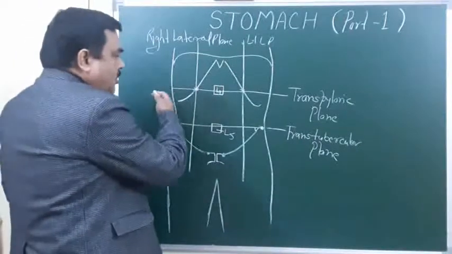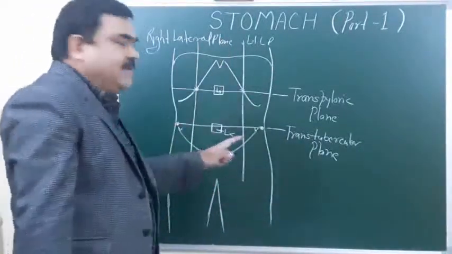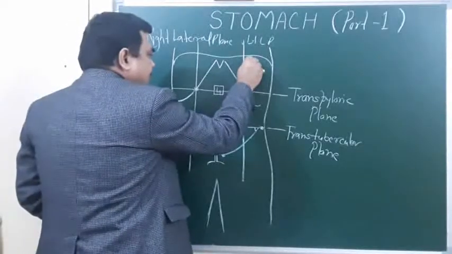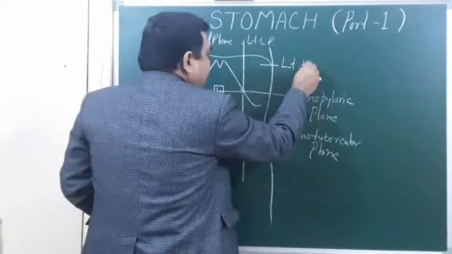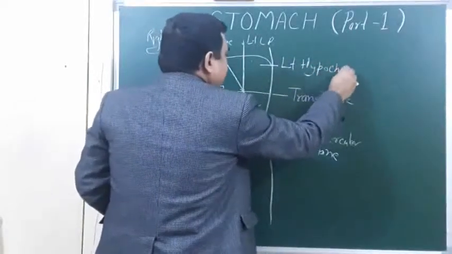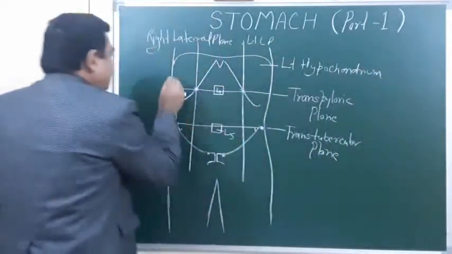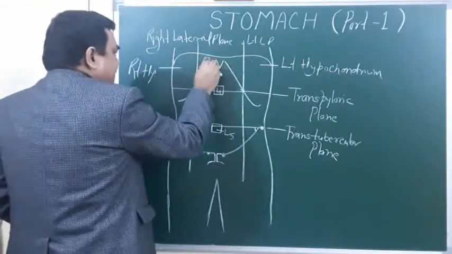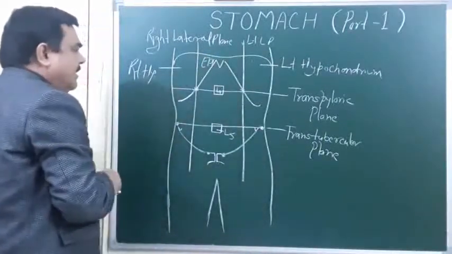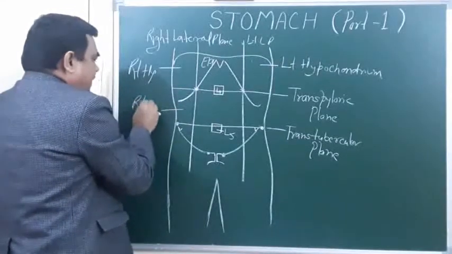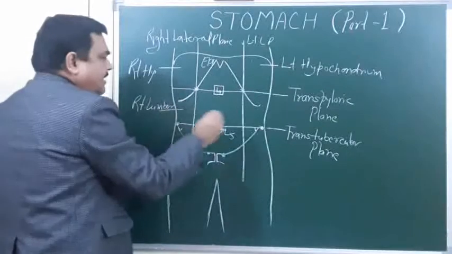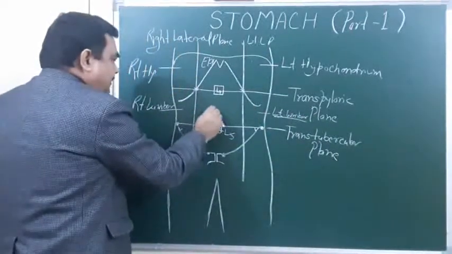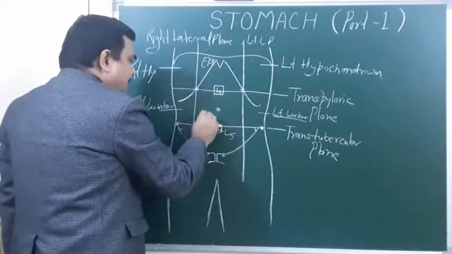By these two horizontal and two vertical planes, the abdominal cavity is divided into nine regions. This is the left hypochondrium. This is the right hypochondrium. This is the epigastrium. And here is the right lumbar, this is the left lumbar, and this is the umbilical region. Here the umbilicus is present, so this is the umbilical region.